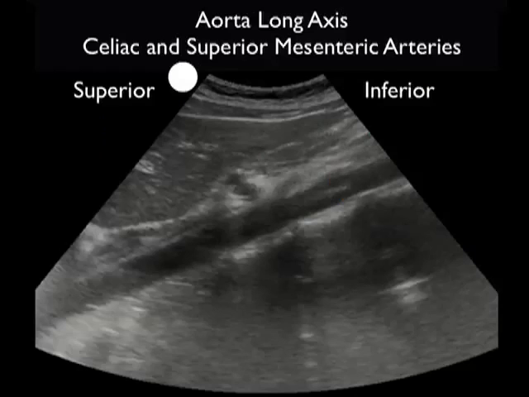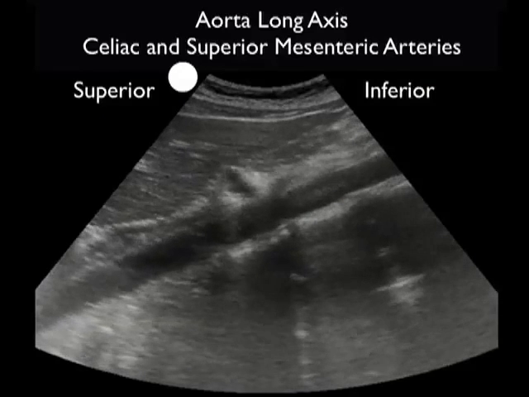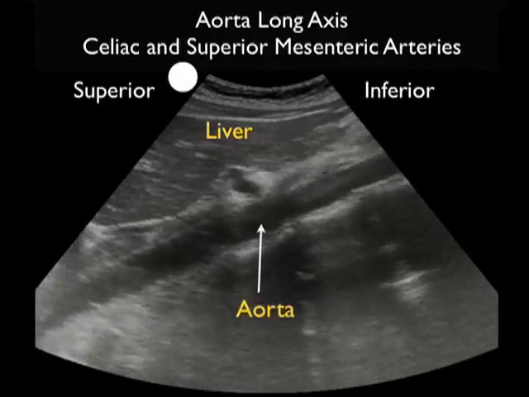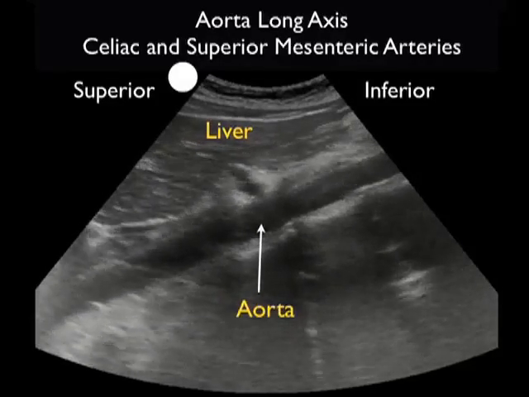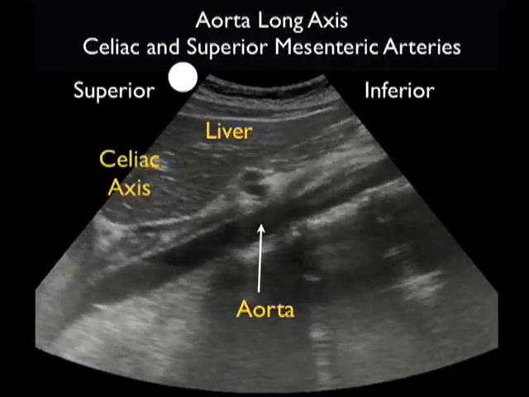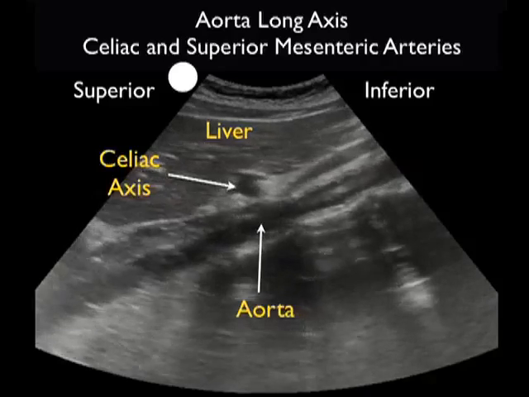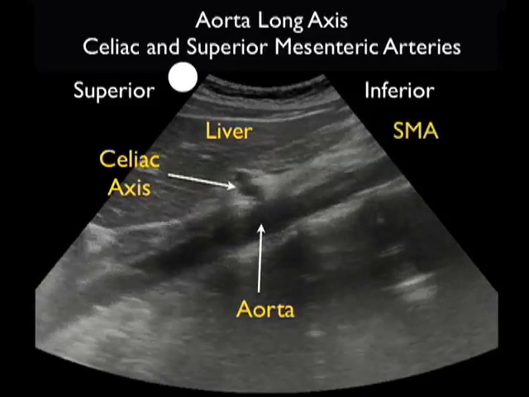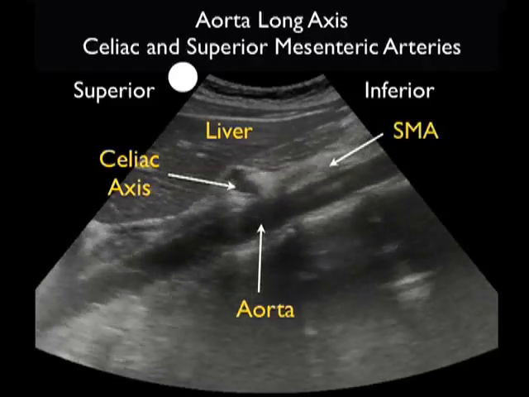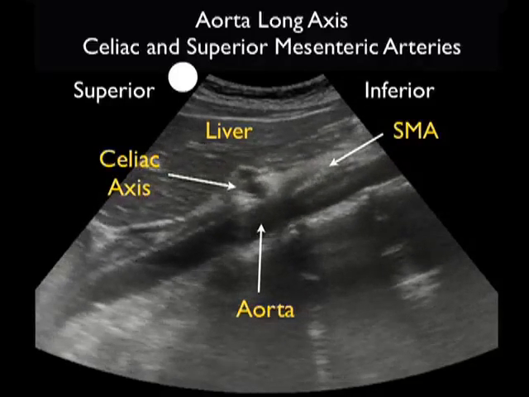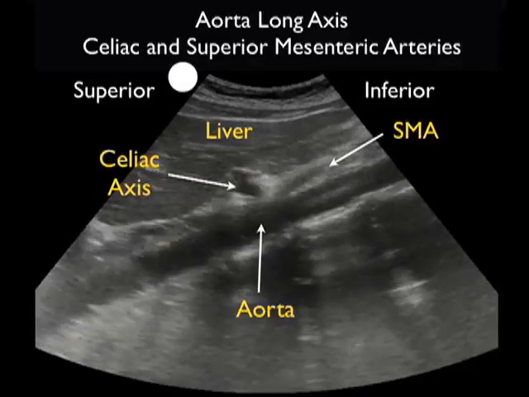It's always important to look at body structures in two planes, so now we're going to inspect the aorta in a long axis view. The probe is placed in a mid-sagittal orientation with the marker towards the patient's head, so we have superior to the left and inferior to the right. We can identify the aorta with its pulsations and its thick muscular wall. We see the branches of the aorta, the celiac axis branching more superiorly, and the superior mesenteric artery arching inferiorly into the intestine.